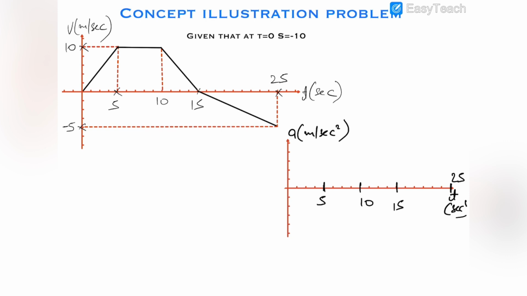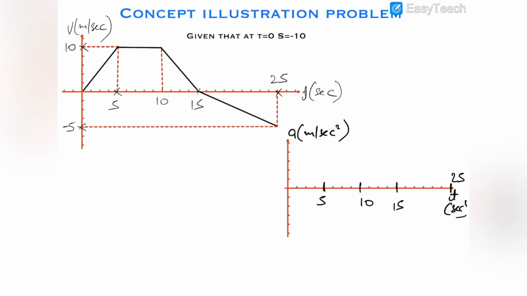Now in this problem, you can see that this is a VT graph, and we have to plot the acceleration time graph and displacement time graph from this VT graph. It is given in the question that at t equal to 0, the initial displacement was minus 10. So this would be used in the next part, in which we would be drawing the displacement time graph. But initially we are concerned with the acceleration time graph.